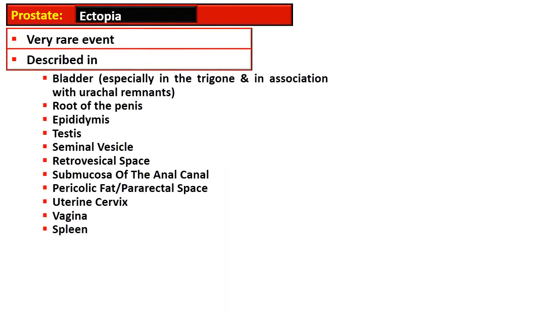The ectopia of the prostate is a rare event, and it is described in various areas of this region, such as bladder, root of the penis, epididymis, testes, seminal vesicle, retrovesical space, submucosa of the anal canal, pericolic fat, pararectal space, cervix of the uterus, vagina, or spleen.